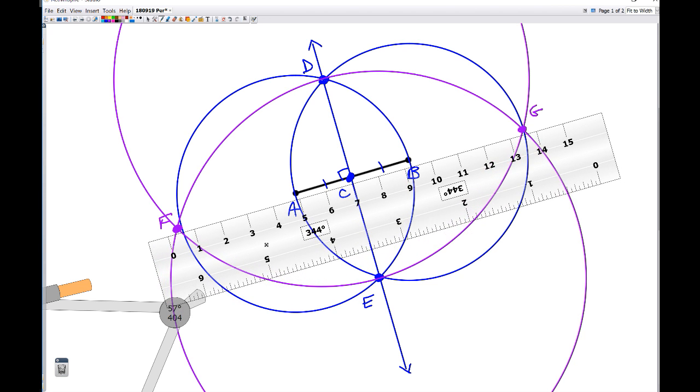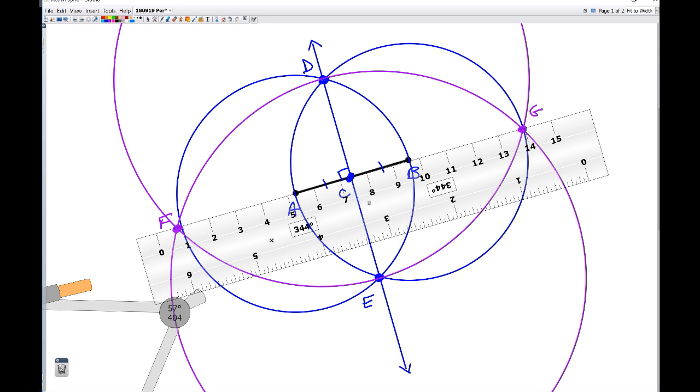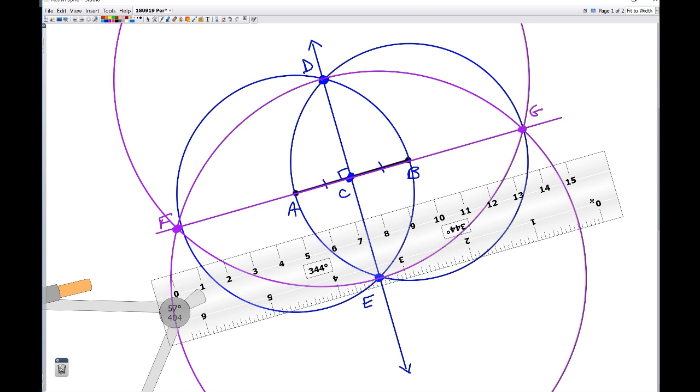What we want to see is whether the line that we draw there passes through our point C. And it looks like it does. So we have our line here, FG. Let's put some arrowheads on that.